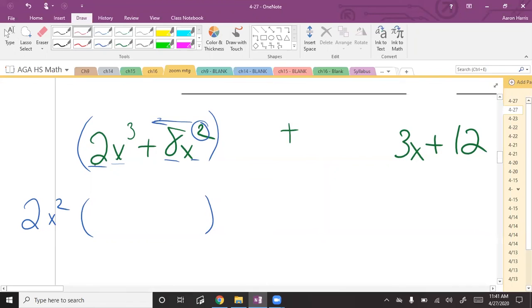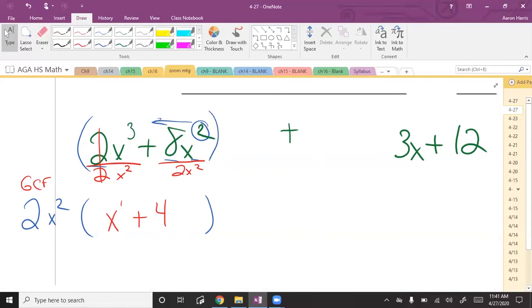Now, what do I do with it? Since this is my GCF, I take my GCF and I divide it into each term. Okay? So 2 divided by 2 is 1. X cubed divided by x squared is just an x. 3 minus 2 is 1. So that's x to the first power plus 8 divided by 2 is 4. X squared divided by x squared is just 1. Okay? So I'm done on the left side.